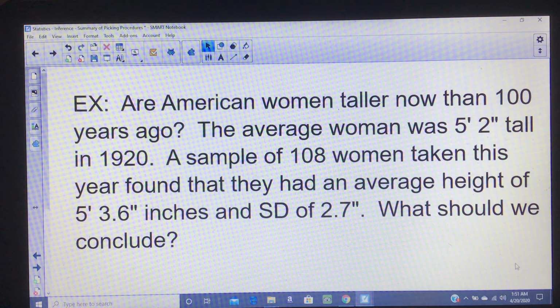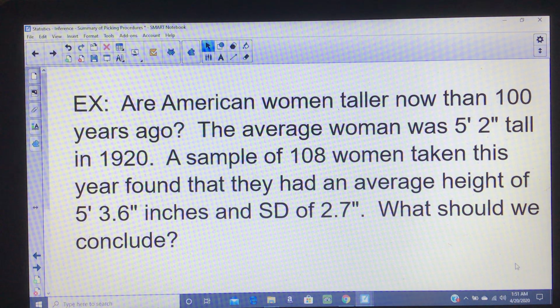Now a sample's taken. A sample of 108 women this year, 100 years later, and they find that the women now have an average of 5 foot 3.6 inches. And this sample of 108 women comes out with a standard deviation of 2.7 inches. So basically, what should we conclude? What procedure am I going to use? Well, to talk through this, I have one sample being compared to a standard. So this is going to be a one sample procedure. Is it means or proportions? Hopefully we realize, well, these are continuous measurements and they're not categorical data.